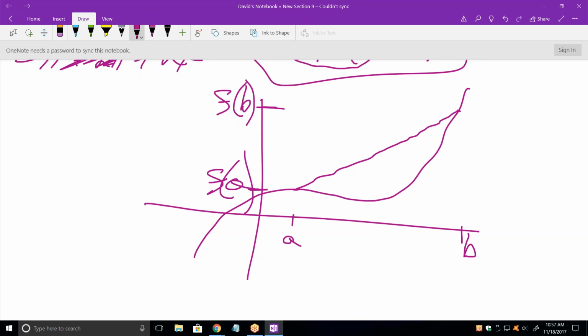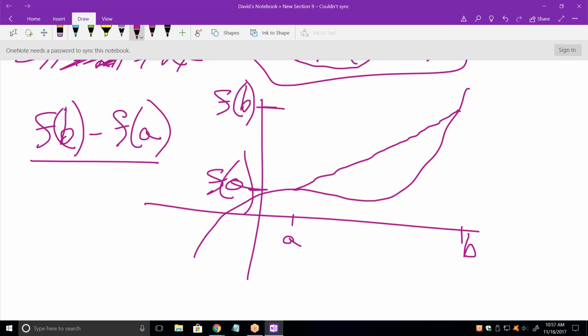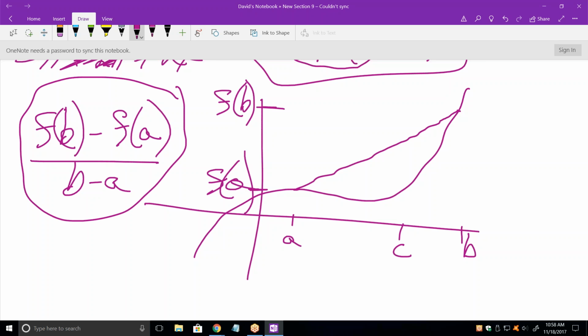So I know the average slope of that line is f of B, the rise, divided by the run. And what the mean value theorem says is that there has to be a point C, somewhere between A and B, where the derivative is the same as the average slope between A and B. In other words, I can't get from A to B without going through a point C whose tangent line slope is the same as that average slope. There has to be a point C.